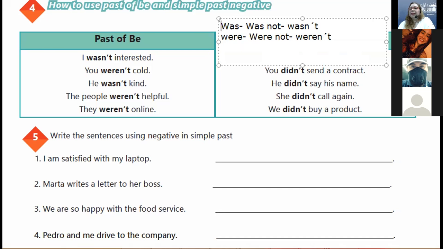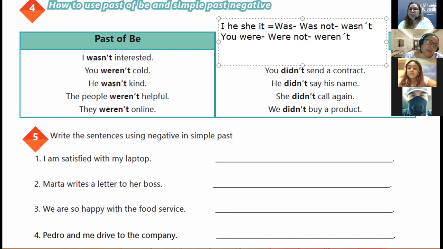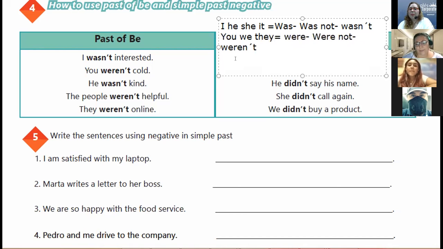¿Con qué pronombres utilizamos was? With which subjects do we use was? I, he, she, it. Thank you very much. Yes. Now, what about were? What pronouns do we use or take were? You, we, they. Okay. Y ahí estamos. Esto es lo básico que tenemos que saber acerca del past of be.